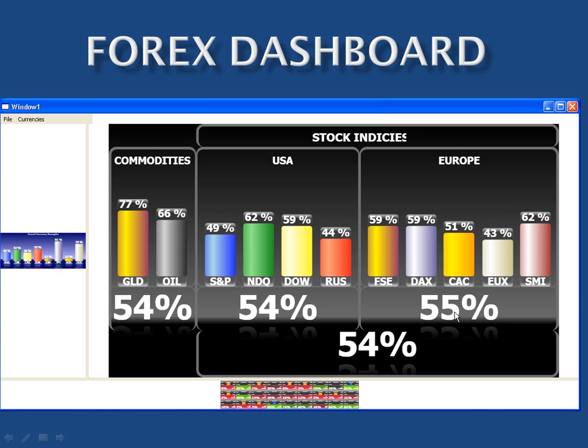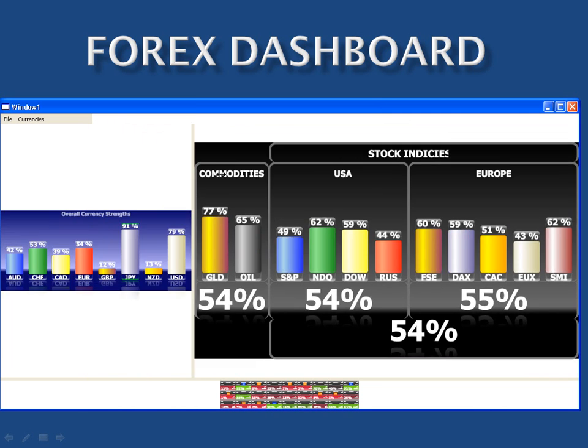And these percentages that you see here are average percentages. So you can just see at a glance what the overall strengths and weaknesses of the various stock markets are and how the commodities are doing at any point in time.